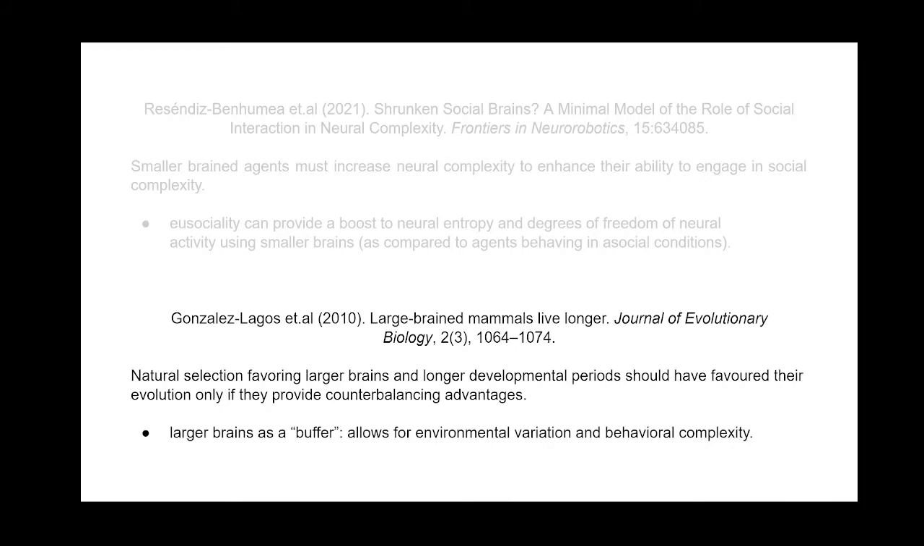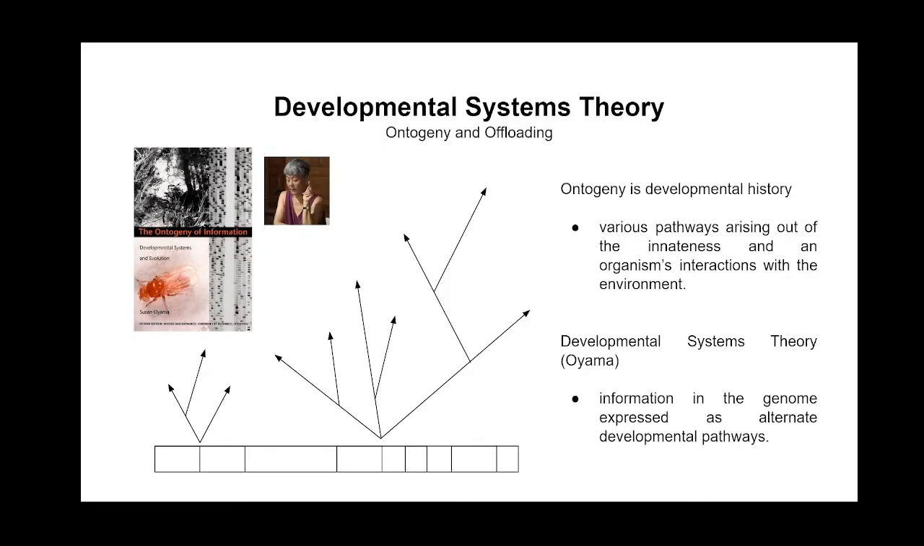The fourth citation is from Large Brain Mammals Live Longer, which is an evolutionary study which says that natural selection favoring large brains and longer developmental periods should have favored their evolution only if they provide counterbalancing advantages. So the large brain is used as a buffer that allows for environmental variation to be overcome and behavioral complexity to proceed. And so we also can draw more generally from developmental systems theory, which stresses this idea of contingencies and interactions between the environment and the biology. And this is something that we want to maybe return to a little bit later on.